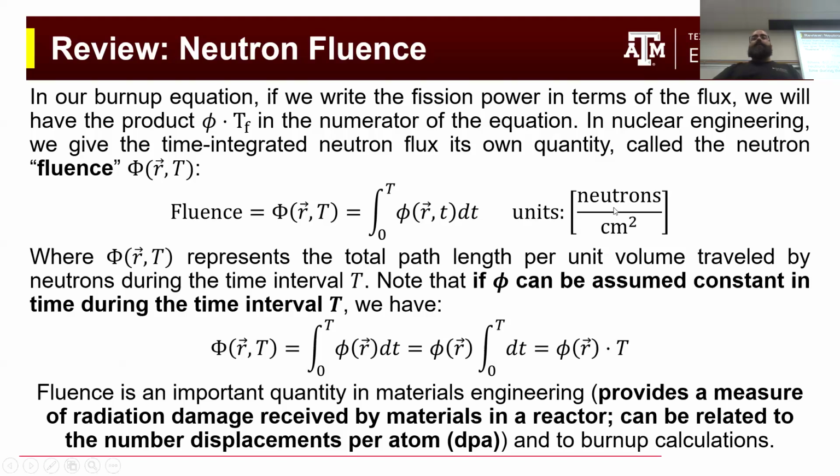So it's basically telling you about the path length made of neutrons per unit volume over some time period. And it's very much related to, well, it's in the burnup calculation, so it's related to burnup. You can also use the fluence as a radiation materials topic, in that it will directly relate to how much your materials in your reactor get deformed, or how much they get damaged by the high radiation levels in our reactors.